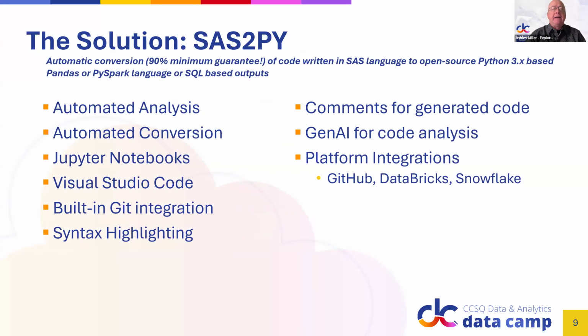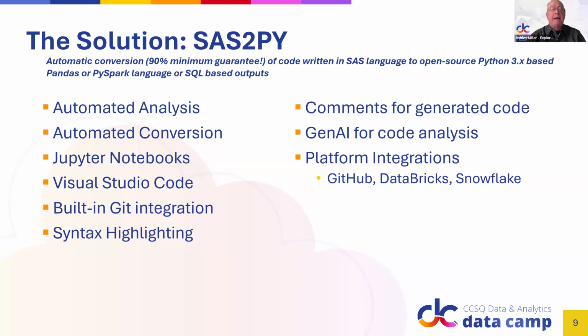So SAS2PY is a tool that does provide this automatic conversion of SAS to open source Python. And when you do your conversion, you have several options of the environment to where you're converting it to. So Python is a programming language, and there's many different libraries that come along with Python that are used in the data analytics world. And then you need a place to execute that Python as well. So those execution environments could be an environment like Databricks.